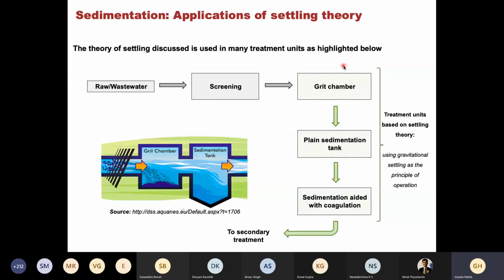Grit chamber is one of the units that also works on sedimentation theory. Grit chamber is used to remove the grit particles, which are heavier than total suspended solids. They are heavier than suspended solids, so they are larger particles, maybe greater than 1 in size. Let me just see if the size of this grit particle is given here. I think there should be.